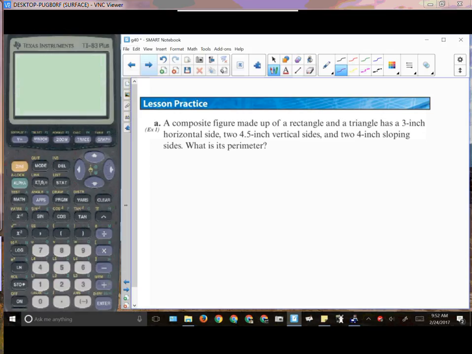Okay, so a composite figure is made up of a rectangle and triangle that has a 3-inch horizontal side. Okay, so horizontal means that it's going this way, so I know that this way is 3. Okay, 2 vertical sides, 4.5. So could I have them coming down this way and this way? 4.5, 4.5. And it says I have 2 4-inch sloping sides. Could I do that this way? That would be 4 and that would be 4. So could I draw it out like that?